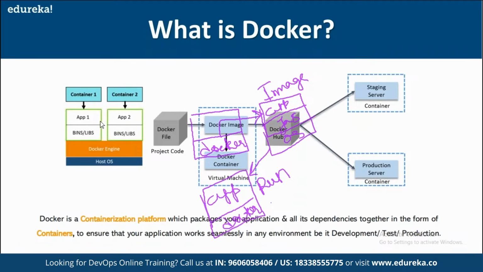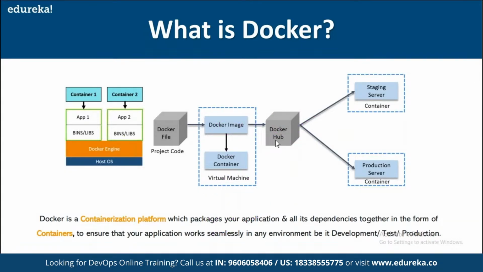We used to create such virtual machines over which you can now run your containers. Using the image is what you create your containers now. Using these images is what you create containers. Docker Hub is a library where you maintain your images. From Docker Hub, in your staging server, you can pull that image, run the image in your staging server, and then if the testing is done successfully, you can pull the same image and deploy it in your production server also.